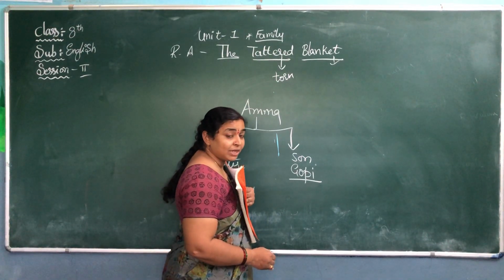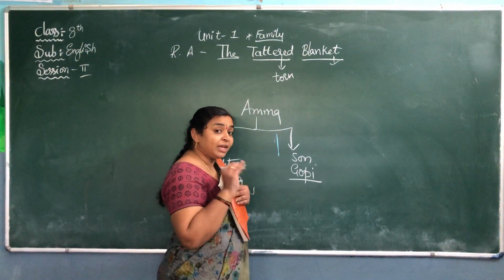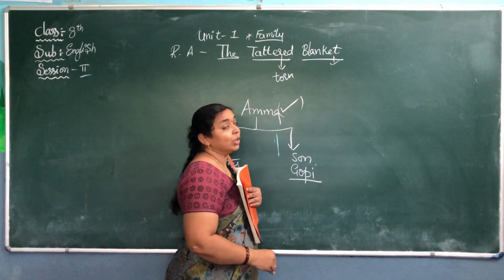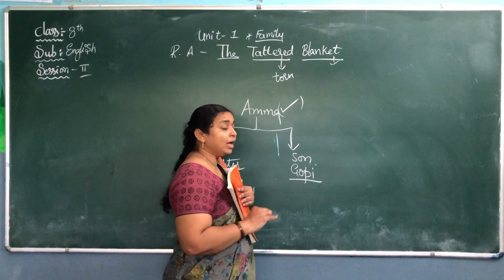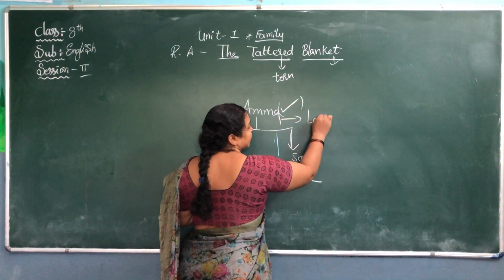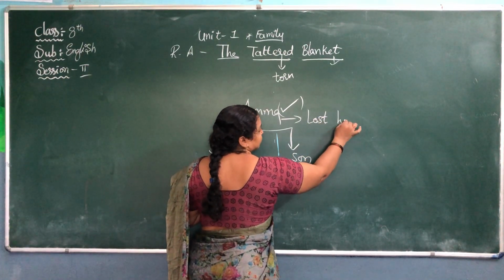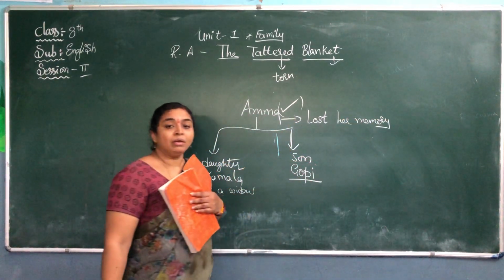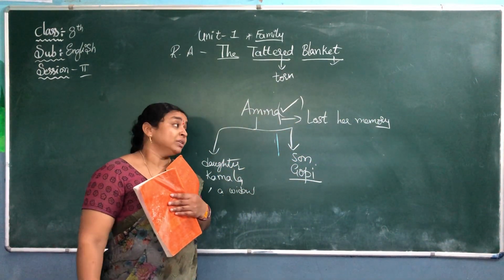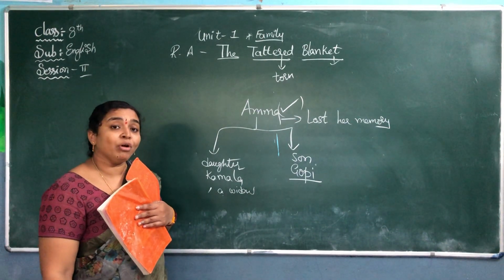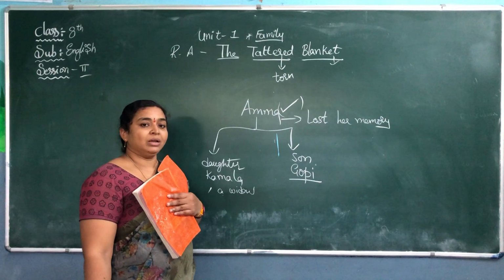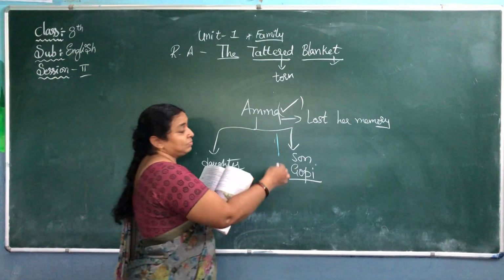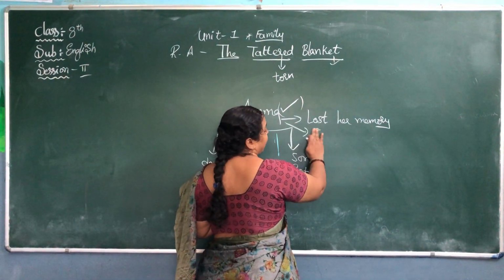Who visited unexpectedly? Gopi visited unexpectedly. Where did he visit? He visited Amma's house. Whether Amma recognized him? No. What happened to Amma? Amma lost her memory. Can she recognize the name of Gopi? Yes. Gopi. Whether Amma can recognize Gopi? No. But sometimes it's very sharp.